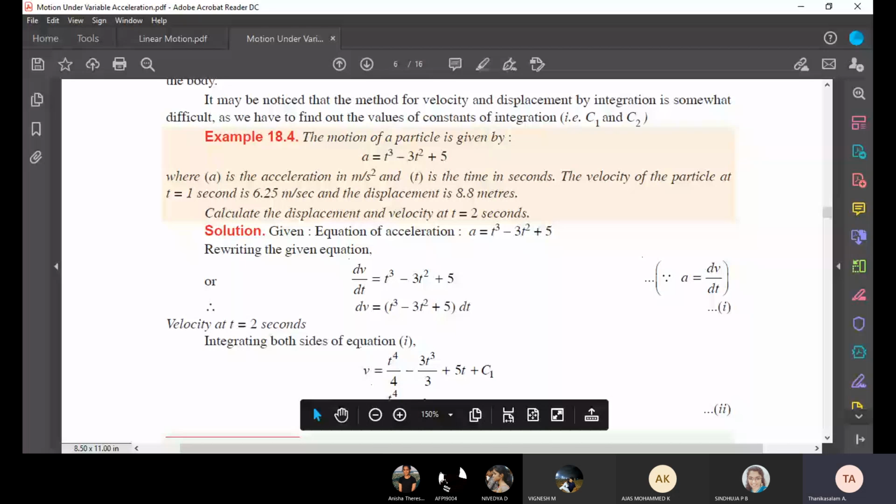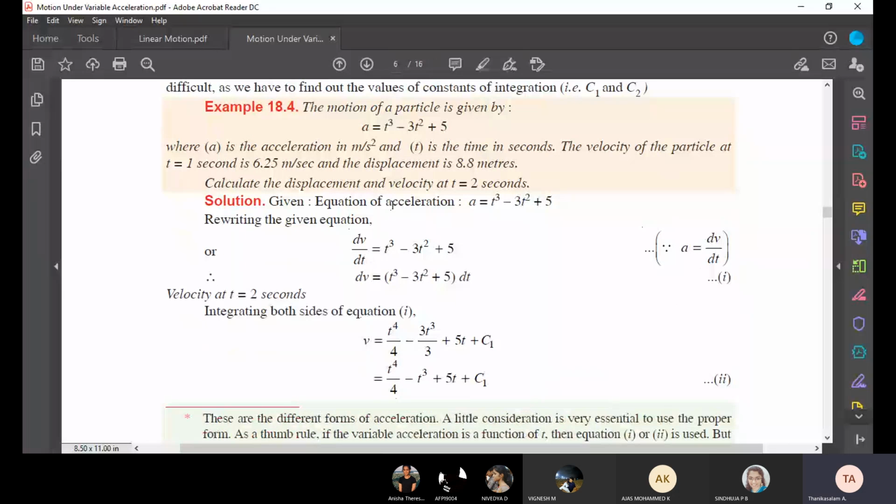So now we are going in the reverse direction. Previously we differentiated, now integration. See here, a equal to dv by dt. dv by dt, that is acceleration, right? So a is replaced with dv by dt.